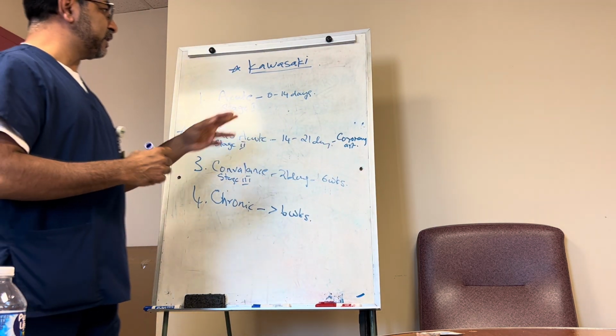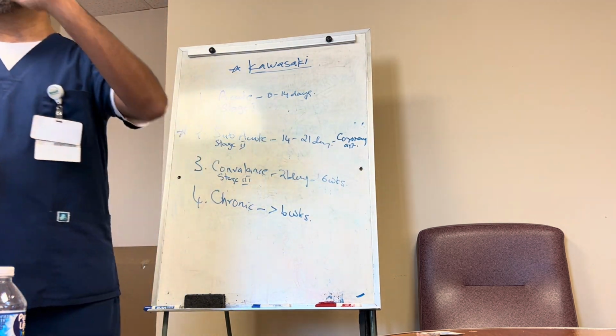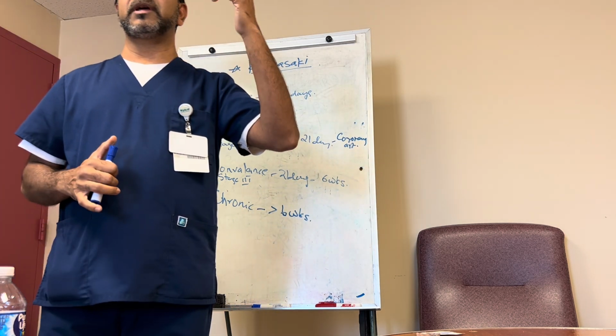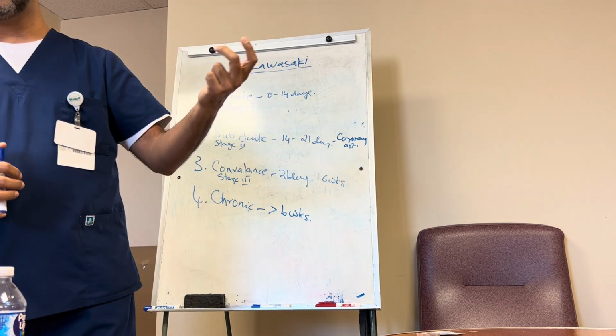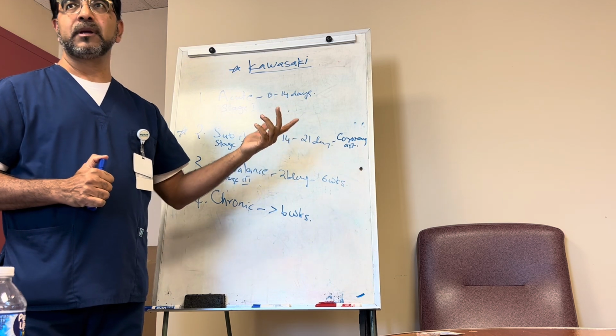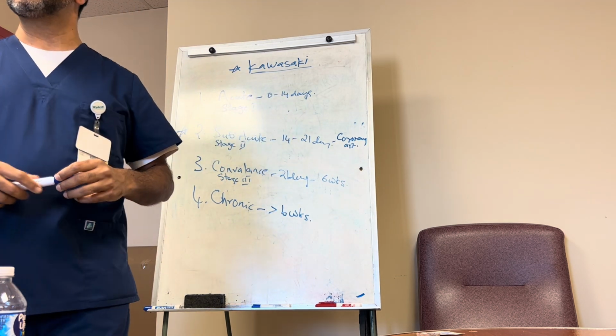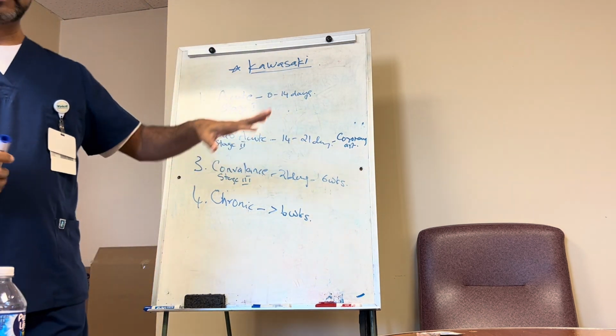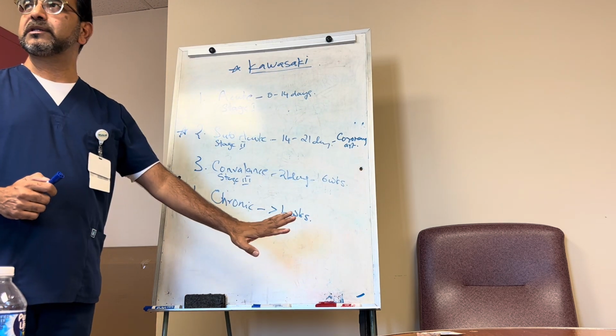So in acute stages, you can have any of those three layers involved. You can have pericardial involvement, myocardial involvement, and endocardial involvement. And that can happen in the acute stage also. Okay? Is that clear as far as the staging is concerned?